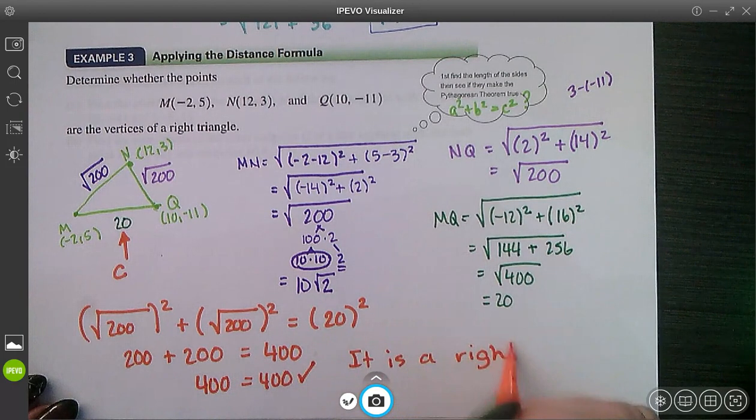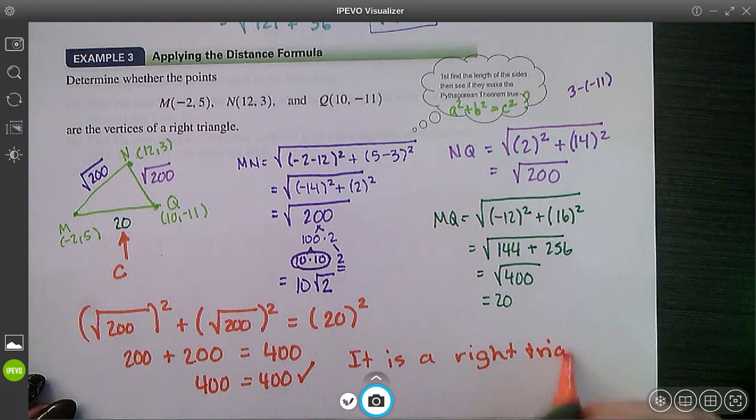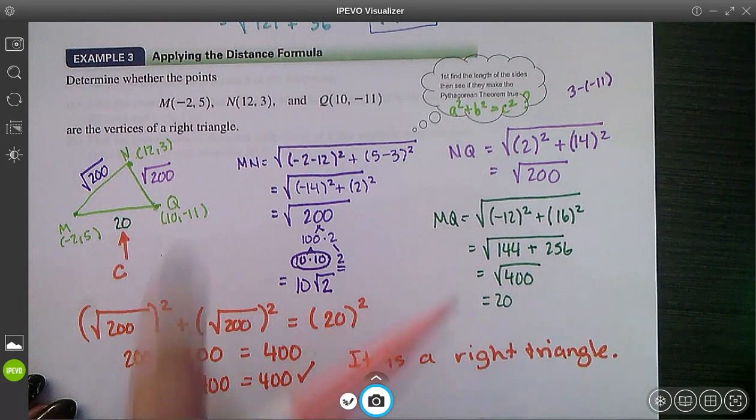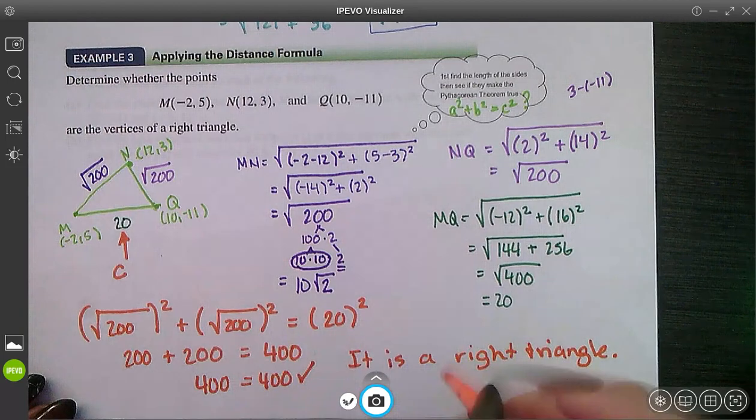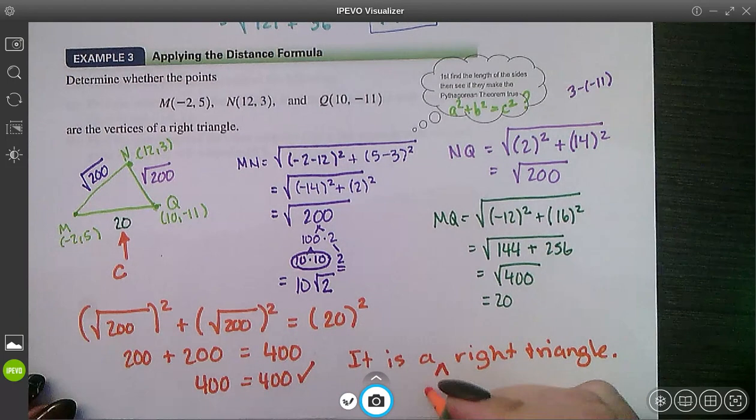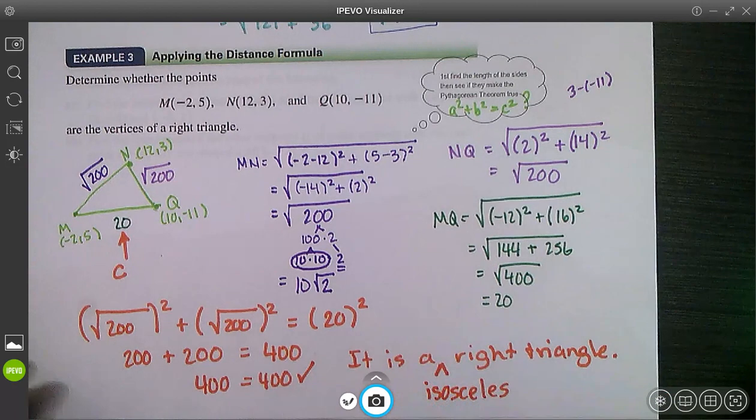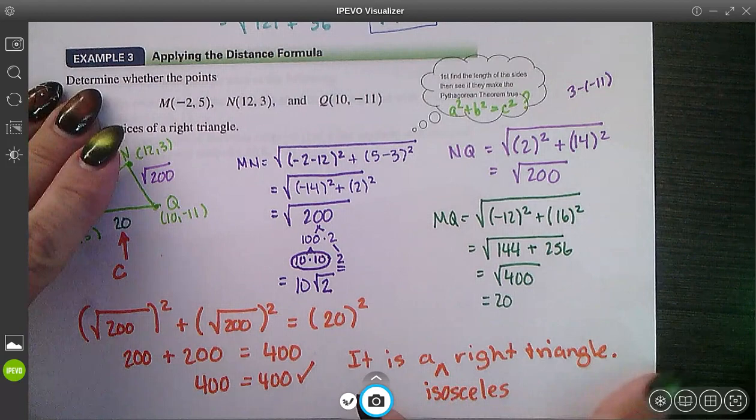In fact, we could classify it a little bit more specifically because we have two sides that are the same. So we could actually say it is an isosceles right triangle because two of the sides are the same. But if they don't ask, we don't have to tell.